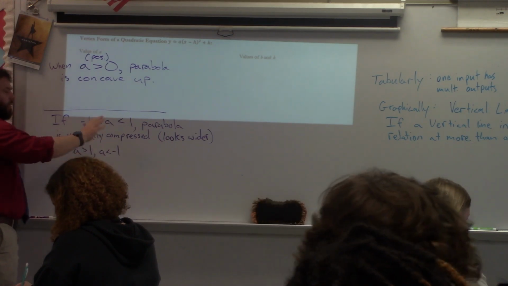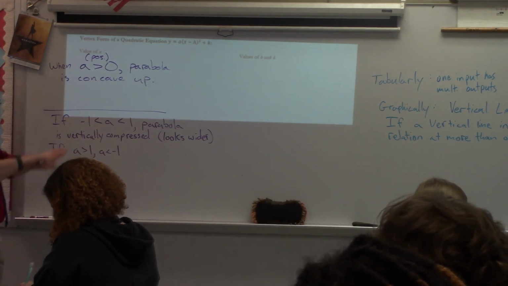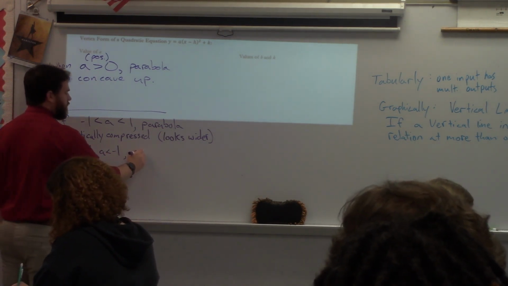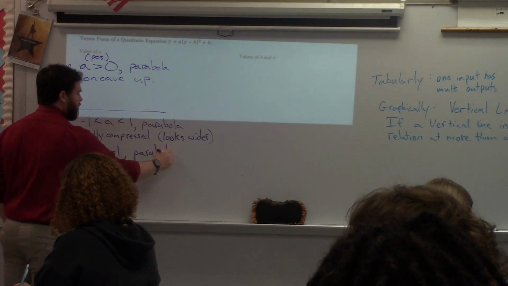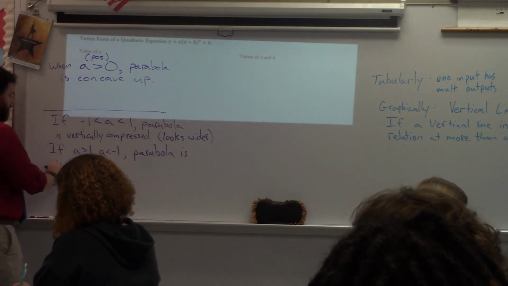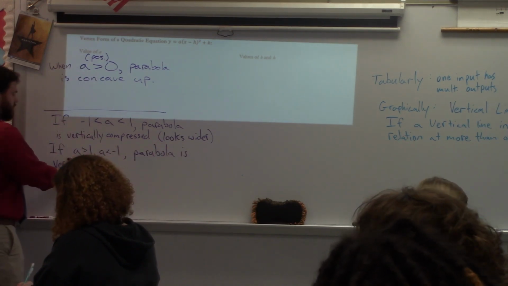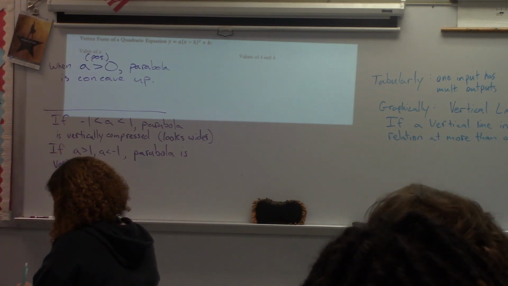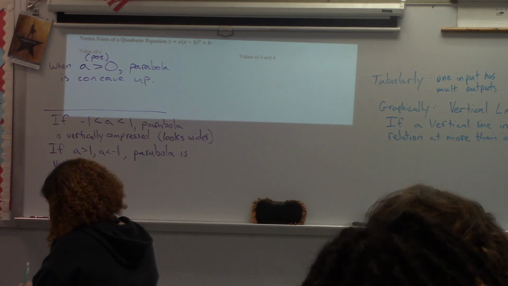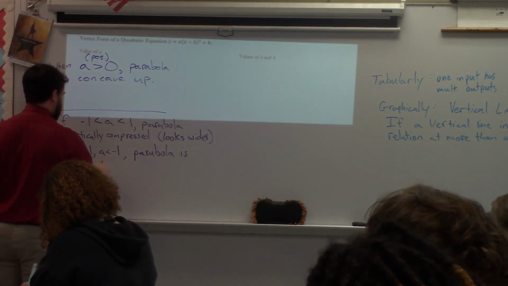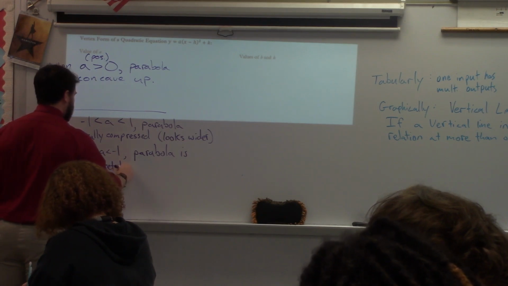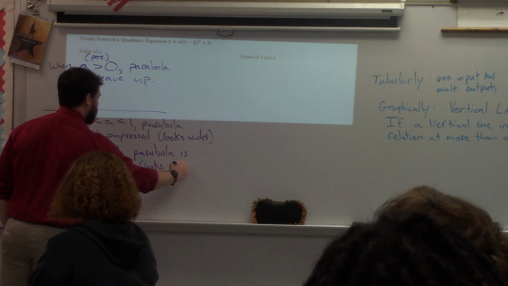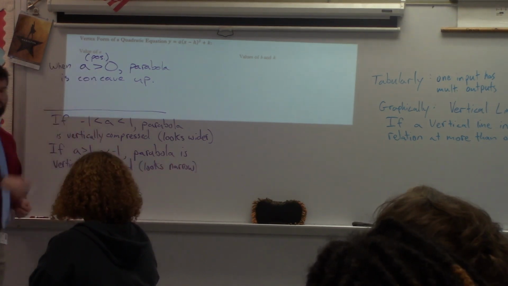Okay? If A is greater than 1 or A is less than -1, so the further we get from 0, that parabola is going to be what? So as we get further from 0, the parabola is not being compressed, it's being stretched, vertically stretched. That looks narrow, but it's actually longer.